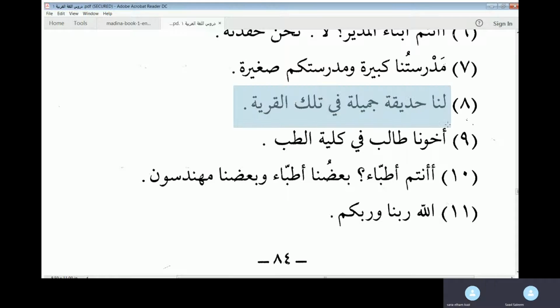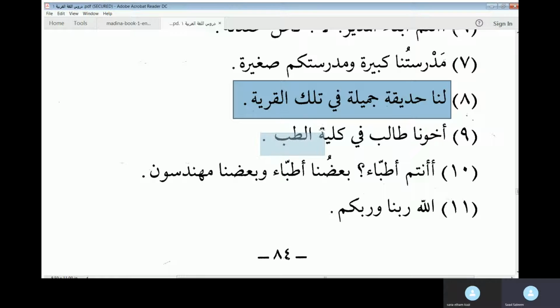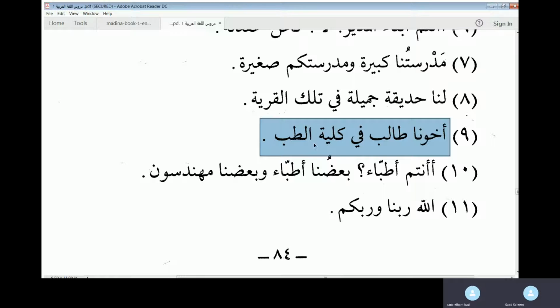Lana hadiqatun jamilatun fi tilka al-qaryati. We have a beautiful garden in that village. Qaryati, village. We have a beautiful garden in that village. Right, yes, because of tilka, because of fi. Okay, fi tilka al-qaryati. Akhuna, okay.